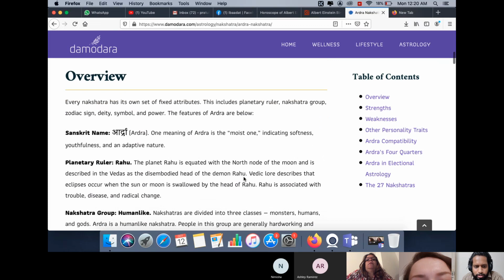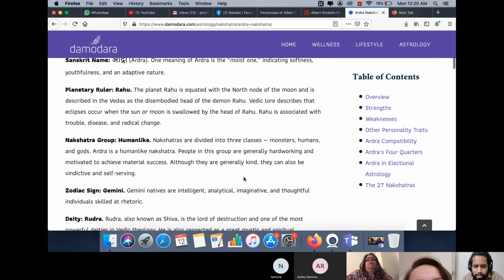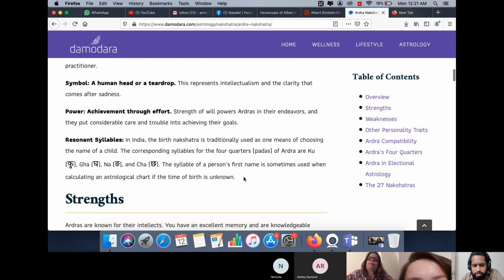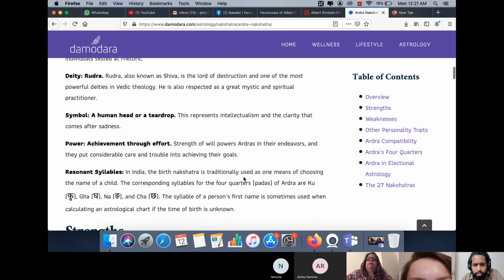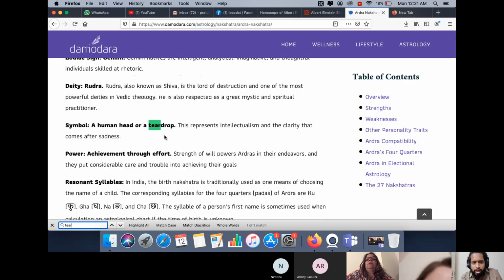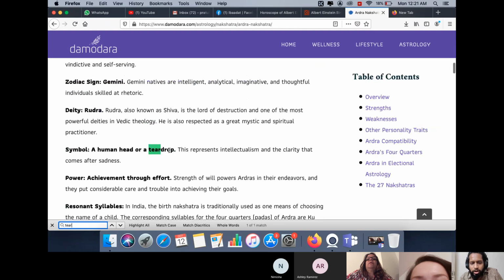Ardra is about destruction. Ardra is the extreme. Ardra people don't know where their limits are. Let me show you where it says that Ardra represents the tear. Right here: a human head or a teardrop.